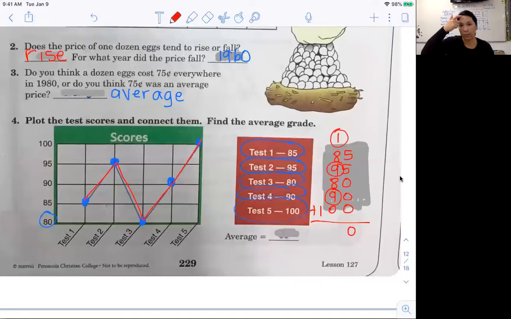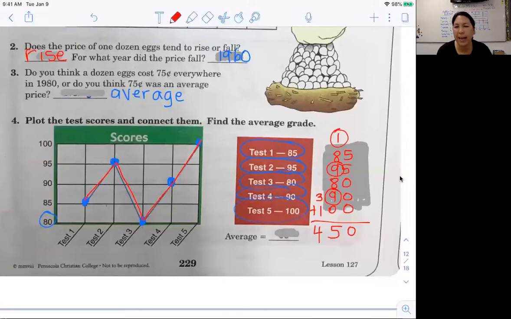Okay, so now I have 27 in my head, and I still have to add 8 more. So 27, 28, 29, 30, 31, 32, 33, 34, 35. Good job. So we're going to put a 5. And then put my 3 on top. 3 plus 1 is 4. Okay, so I got 450.